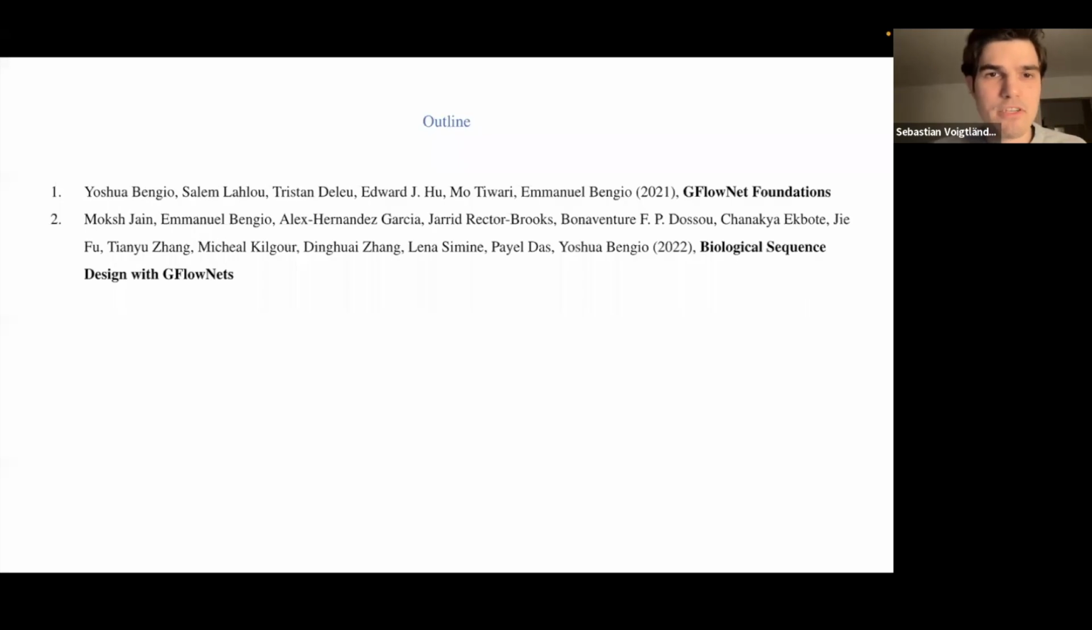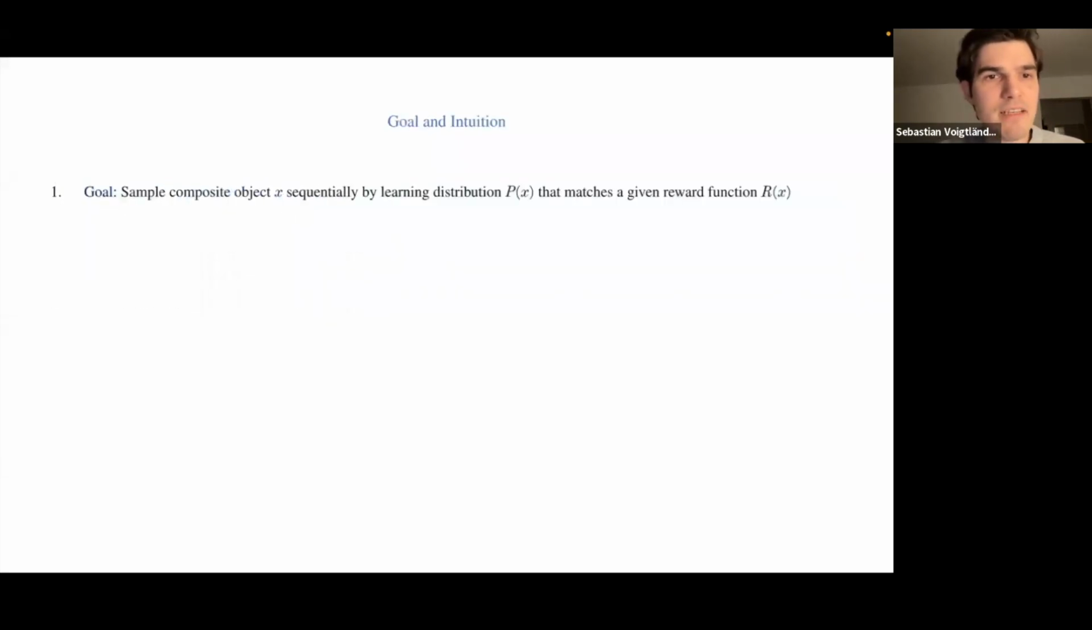The original idea is basically that you want to sample a composite object, denoted as X, sequentially by learning a distribution over the object space that matches a given reward function. At the end of the process, the GFlowNet, which is a network that parameterizes flows from which you can build these distributions, will match the reward function. You sample this composite object sequentially by piecing together objects that are not fully constructed yet.